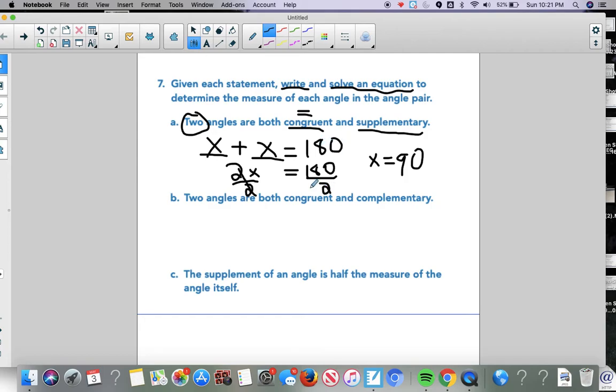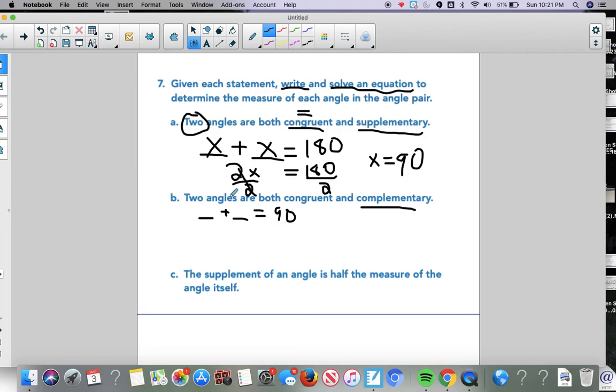All right. Let's try one more. Letter B. This time it says two angles are both congruent, and this time they're complementary. So it looks like it's going to be the same setup. I have two angles, again, that I'm going to add together. But this time, instead of them being supplementary, meaning they add up to 180, it says complementary, another big vocabulary word from last week that you're expected to know. And that means that they add up to not 180, but 90.